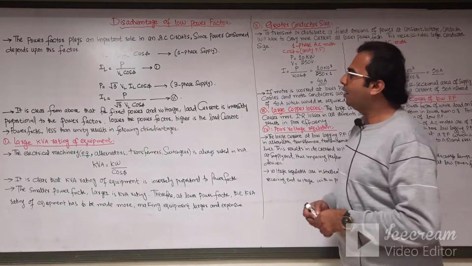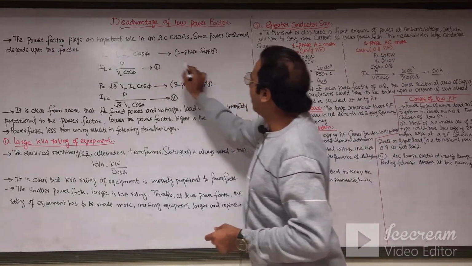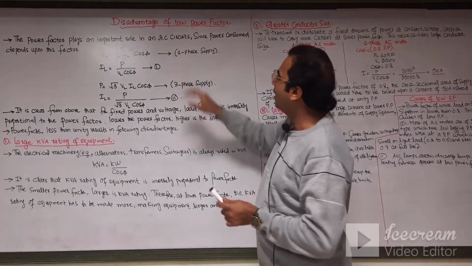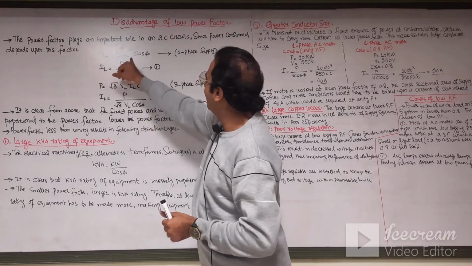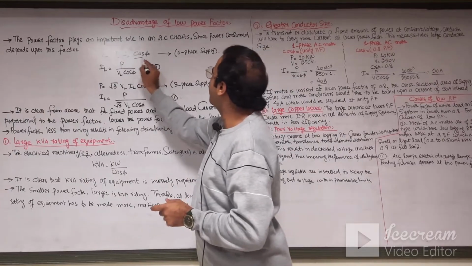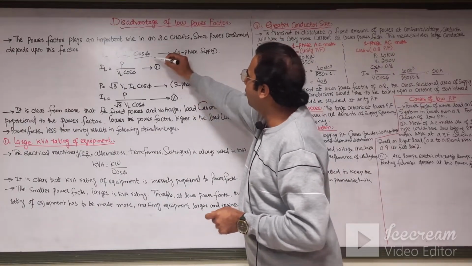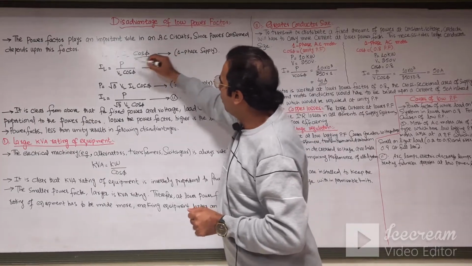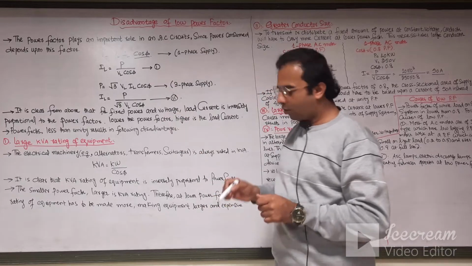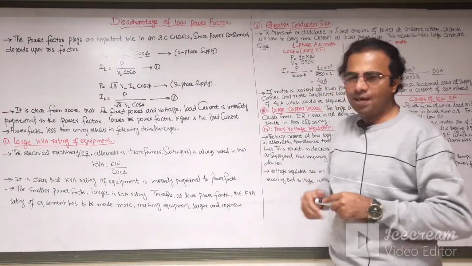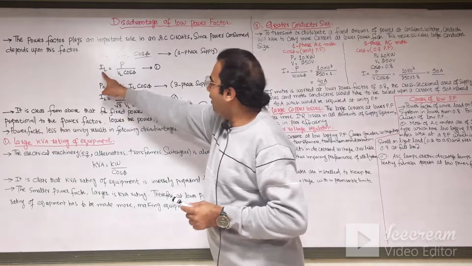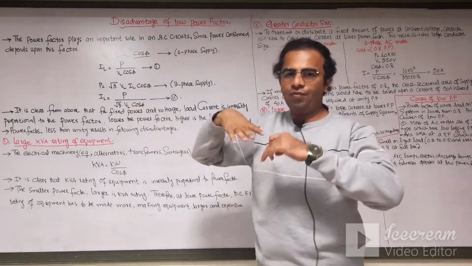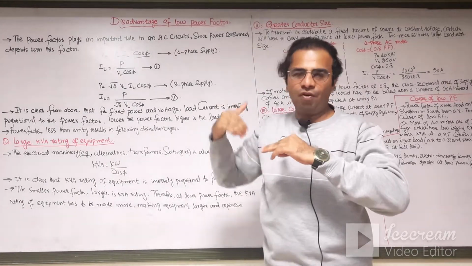As we know, the formula for calculating the power in a single phase supply is P is equal to VI cosine of phi. Here cosine phi represents the power factor. From this equation, if we find the line current of the single phase supply, it will be the power divided by the voltage and the power factor. So the current has an inverse relationship with the power factor. If the current is greater, then the power factor is lower.